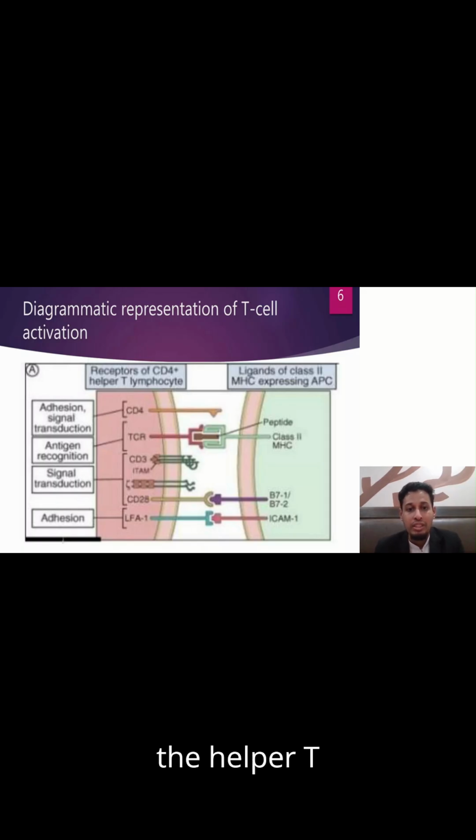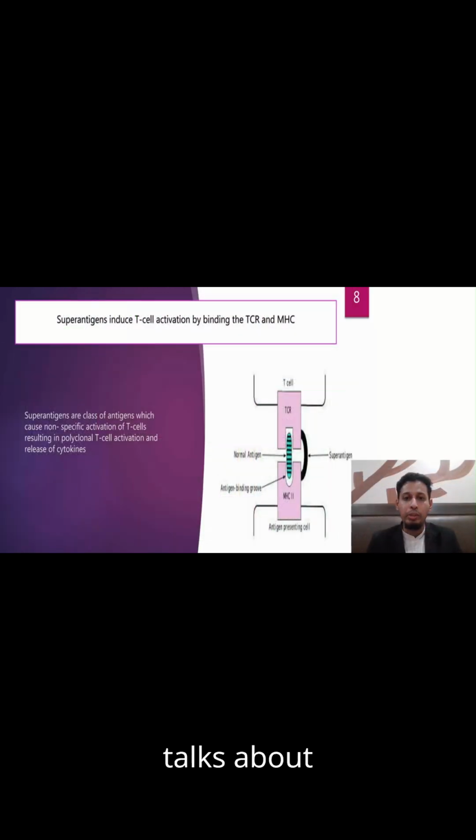And so the helper T cell will recognize this antigen using the T cell receptor, shown here as TCR, right? Other molecules such as CD4, CD28, and CD3 will help stabilize the interaction. Once the binding occurs, signal transduction will begin and the T cell becomes activated. The activated helper T cells will then release cytokines, and these will guide and amplify the entire immune response, including activating cytotoxic T cells. Our next slide talks about superantigens.